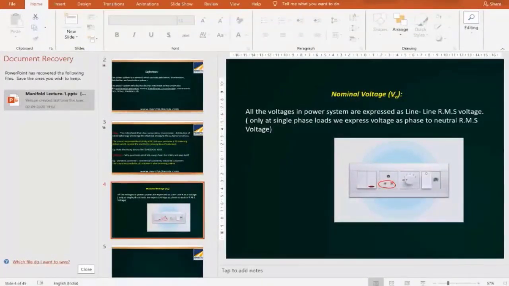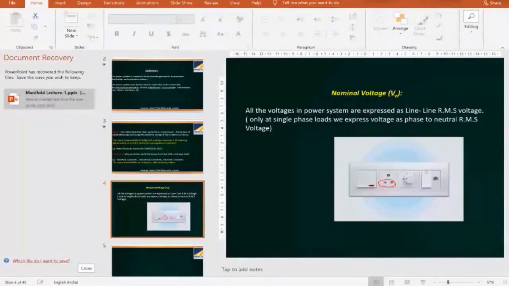Very good, 11 kV. 11 kV is the right answer. So 11 kV is the nominal voltage at the primary side of the distribution transformer. Likewise, if there is a 33 kV substation which is supplying to these distribution transformers, then the nominal voltage there is 33 kV. Likewise, at every point in the power system network, there is some nominal voltage.